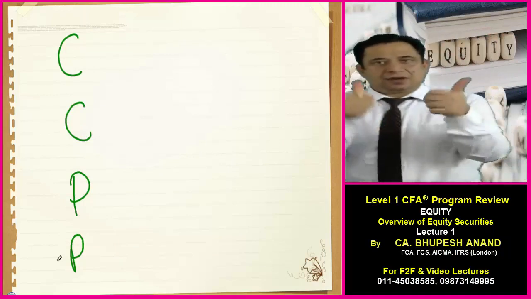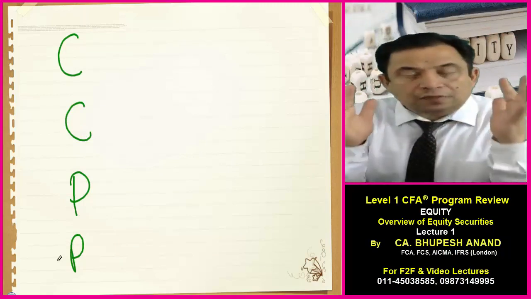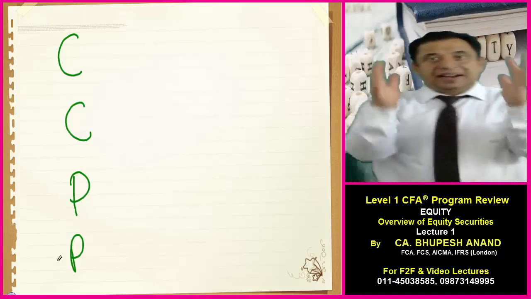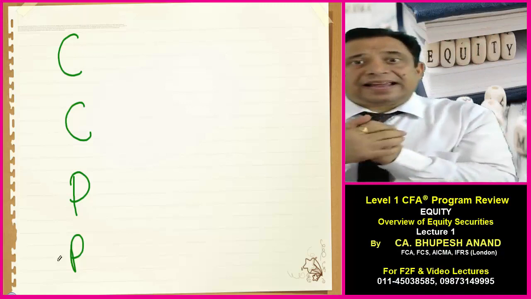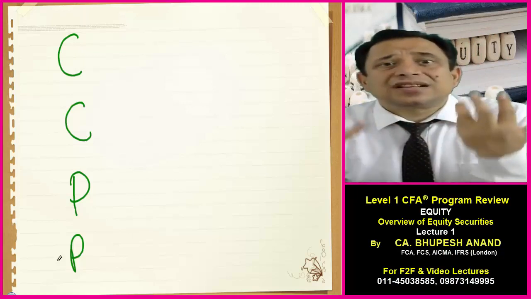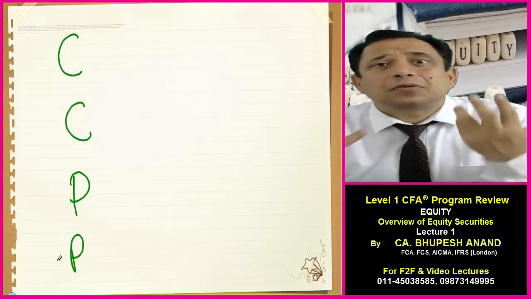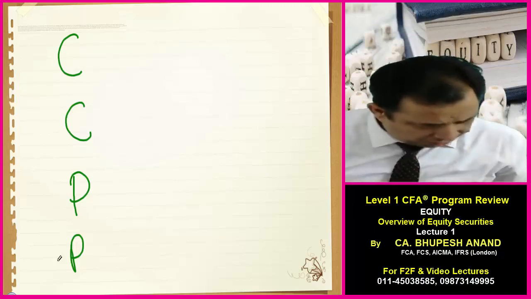So like this, I have covered the learning outcome statement. We are doing an overview of equity securities as a reading, and within it we have discussed learning outcome A: what the characteristics, features and different types of equity securities are. Hope you have enjoyed the lecture.